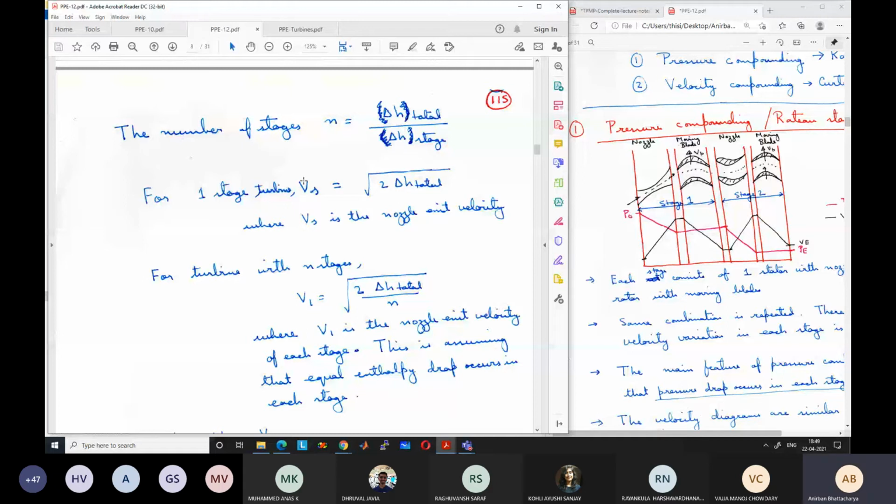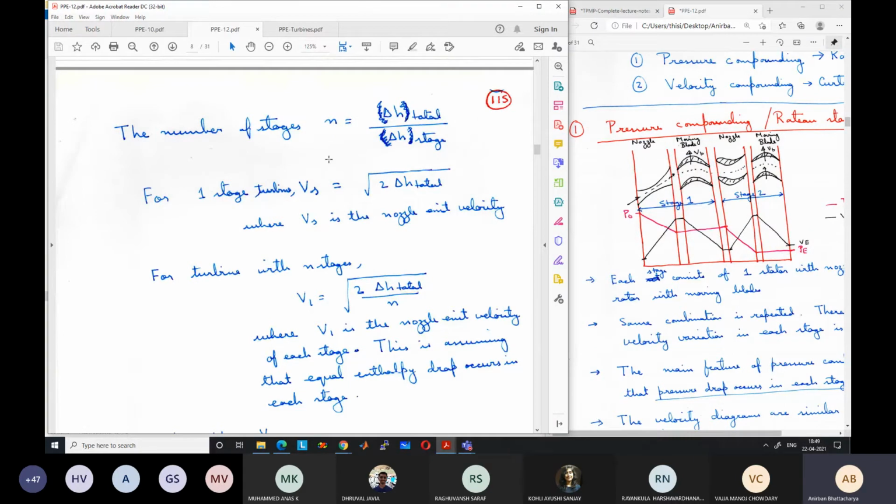Half Vs square would have been delta H total. So Vs would have been root over 2 delta H total. So Vs would have been a very large value because delta H total is very large. I hope this is clear, where Vs is the nozzle exit velocity.